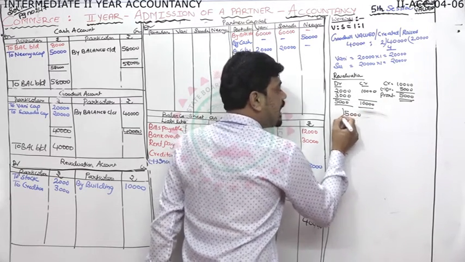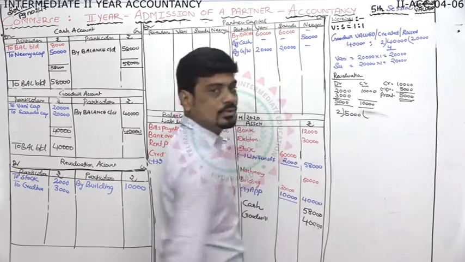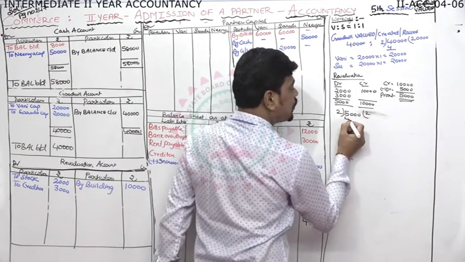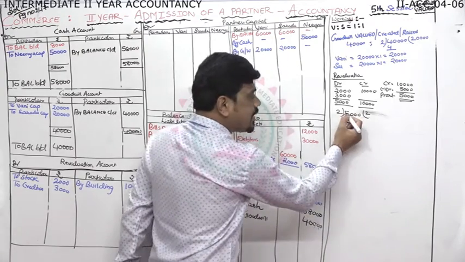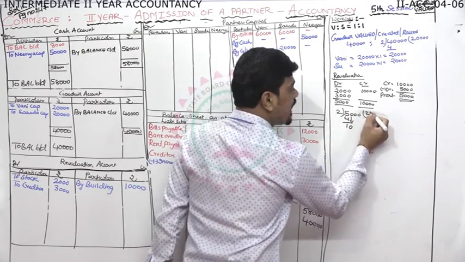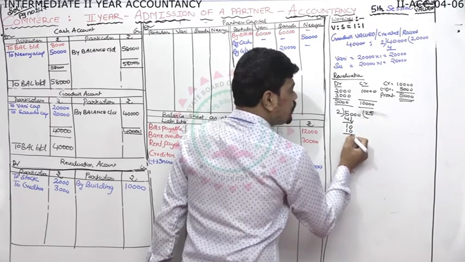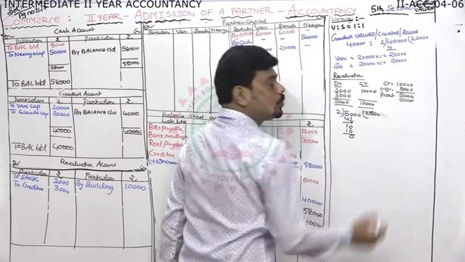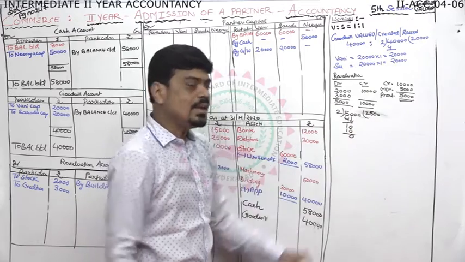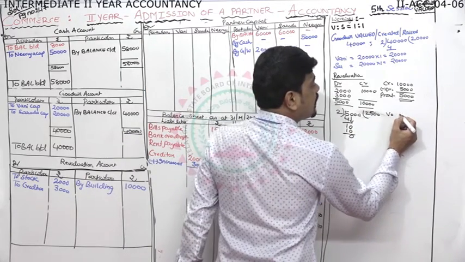5,000 divided by 2. I'm going to divide by 2, dear. So 2 2s are 4. 5 minus 4, 1. This 0 we are bringing down. 2 5s are 10. 0. 2,500 is the quotient. Now we'll do Vani's share.